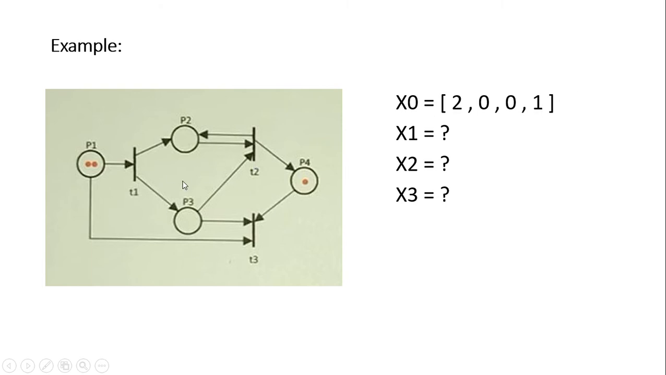Then from this model, if firing happens, what will be the transition for T1, T2 and T3? T1 means x1, T2 means x2 and T3 is x3. And what will be the values for x1, x2 and x3? We'll see this in my next slide.